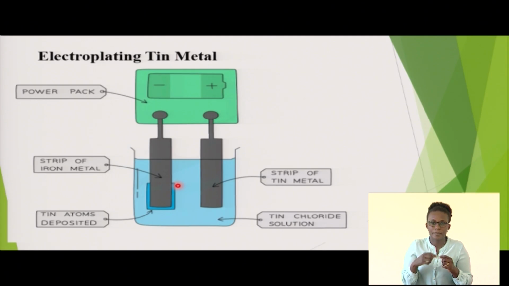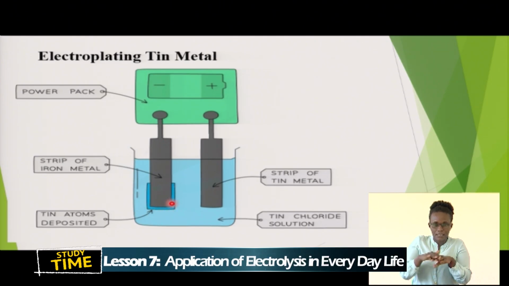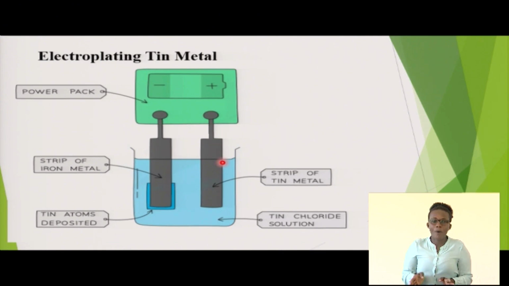So that actually is a strip of iron metal. The tin will be covering it. So we can see the tin covering this. Look at the screen over there. And this is the anode. This must be tin, and it has to be pure tin, as we said. The metal that is used for coating must be pure and connected to the anode, the positive terminal.